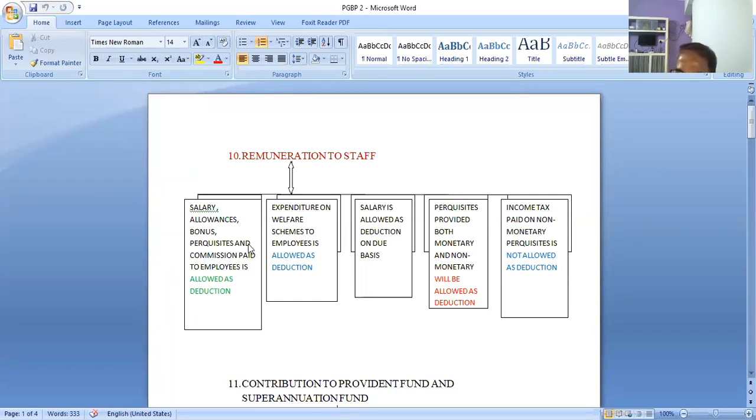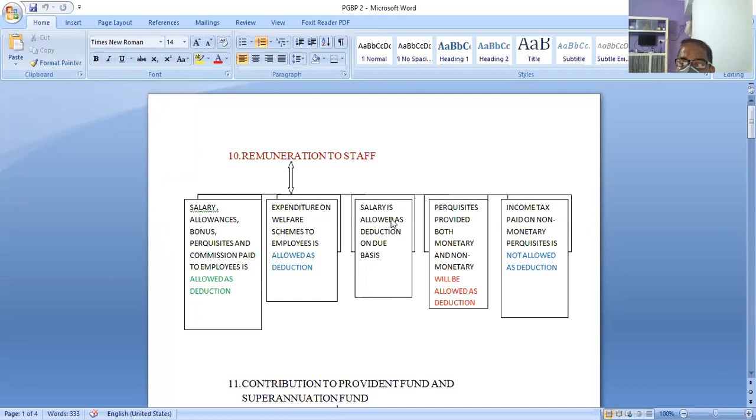For example, the employer will provide you a car for traveling to and from work, home to office, office to home. That is called perquisites. Commission paid to an employee is allowed as a deduction. All these are allowed as a deduction. Next, expenditure on welfare schemes for employees is also allowed as a deduction. Sometimes they may conduct a party or a tour to other places, and the employer has spent some amount on that. That can be allowed as a deduction.